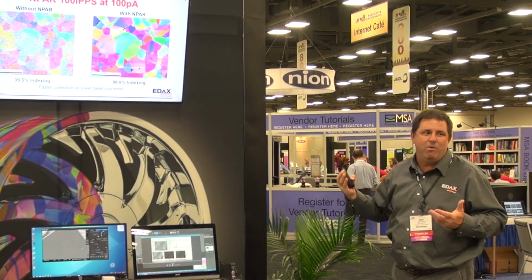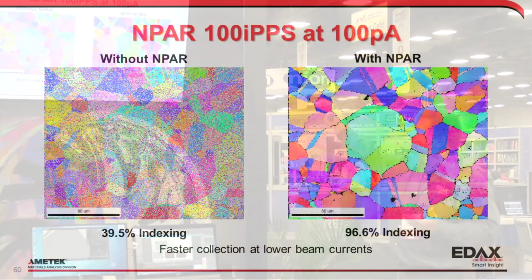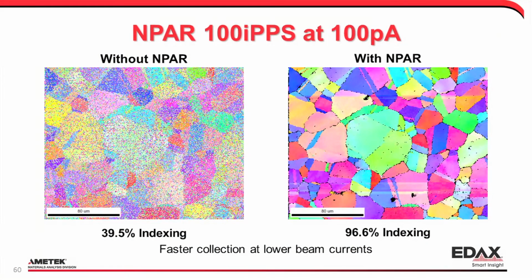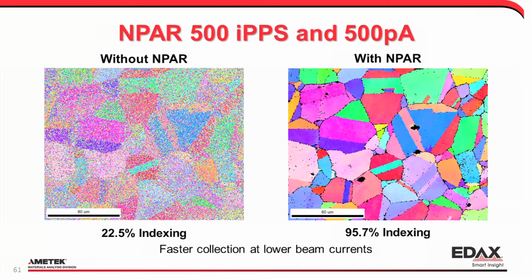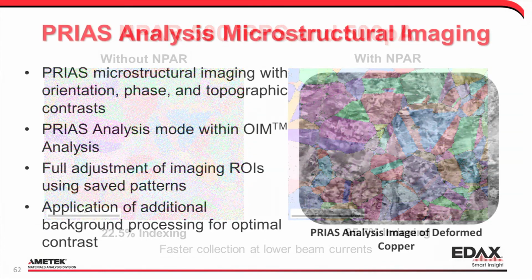Generally, we're going to run somewhere more around 10 nanoamps, so we're 2 orders of magnitude lower in terms of beam current and still maintaining relatively high speeds. And this is 500 points per second at 500 picoamps. And again, still significant improvement in performance.